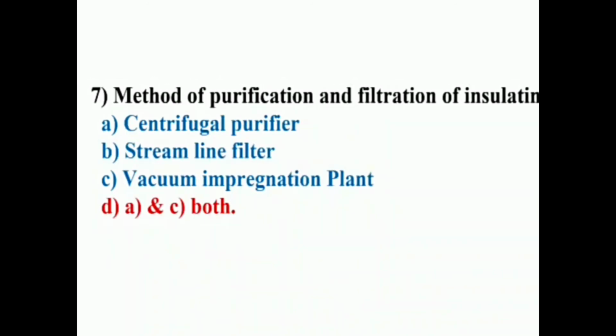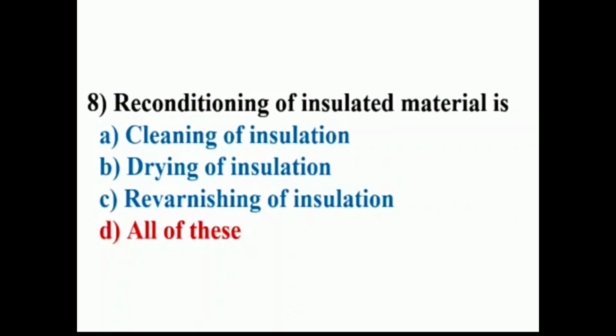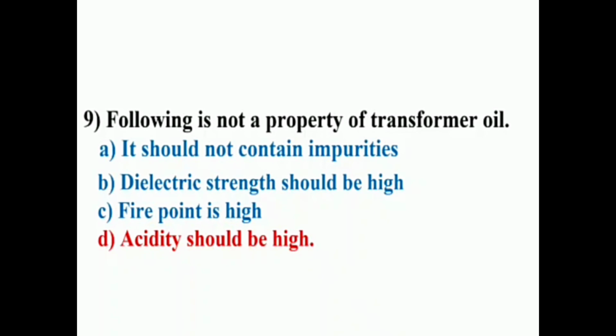Then the next is method of purification and filtration of insulation. So the correct answer is option D, that is A and C both, means centrifugal purifier and streamline filter. These are the methods of purification and filtration of insulation. Next is reconditioning of insulated material. So the cleaning of insulation, drying of insulation and revarnishing of insulation are the reconditioning of insulated material. Which of the following is not a property of transformer oil? Acidity should be high is not a property of transformer oil.